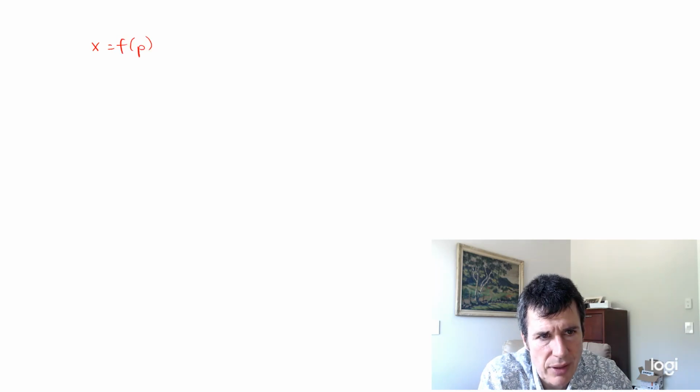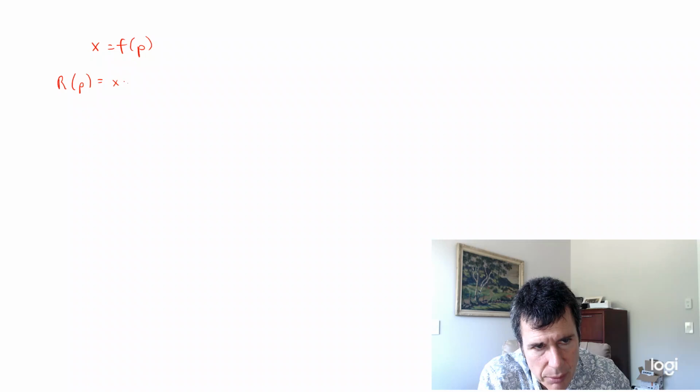Okay, in this video, I am going to give some motivation for the elasticity of demand. So imagine we have a price-demand equation. We're going to call it X equals F of P. So X is our demand, P is our price, and X is some function of P. Now, we would like to think about revenue. We can write revenue as a function of P, which is going to be X times P, which of course is F of P times P.